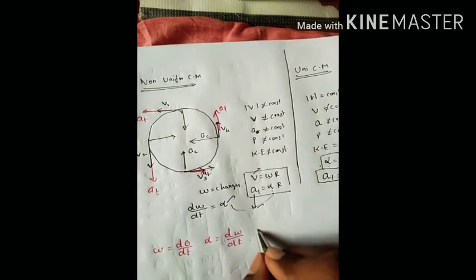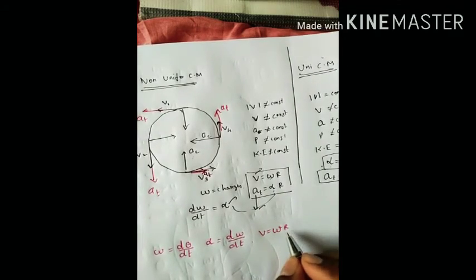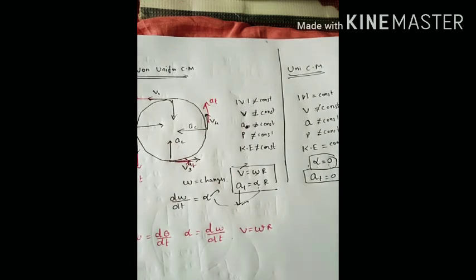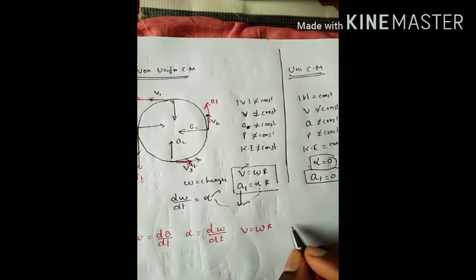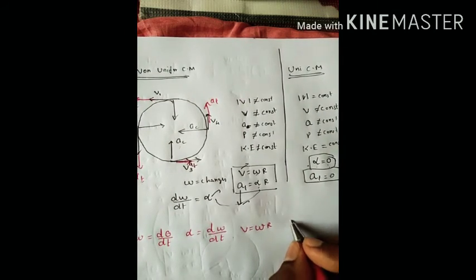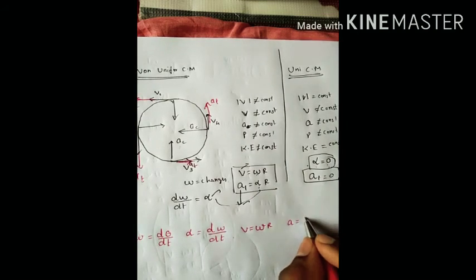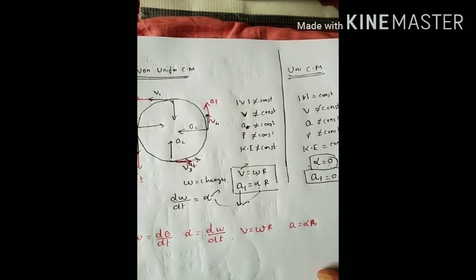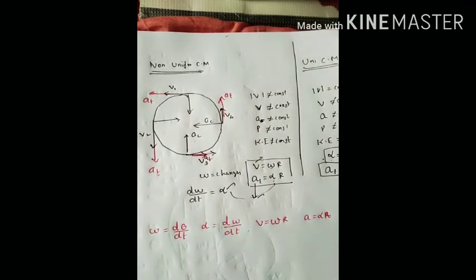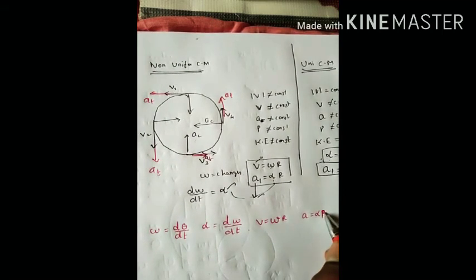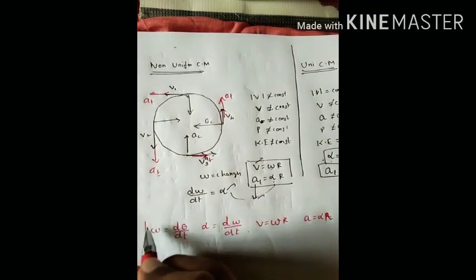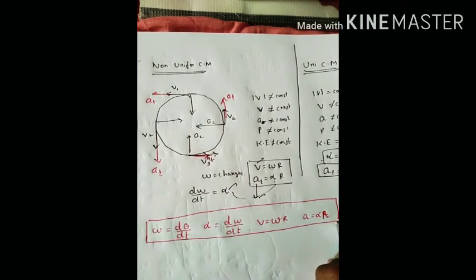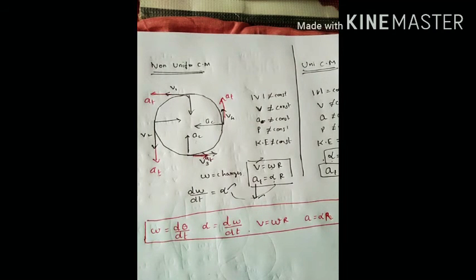And v equals omega into r. You should never forget these formulas because they are very important. And acceleration is equal to alpha into r. Very important formula. These four formulas you should never forget in your life. If you know these formulas, rotational dynamics becomes very easy because problems are often asking about them.